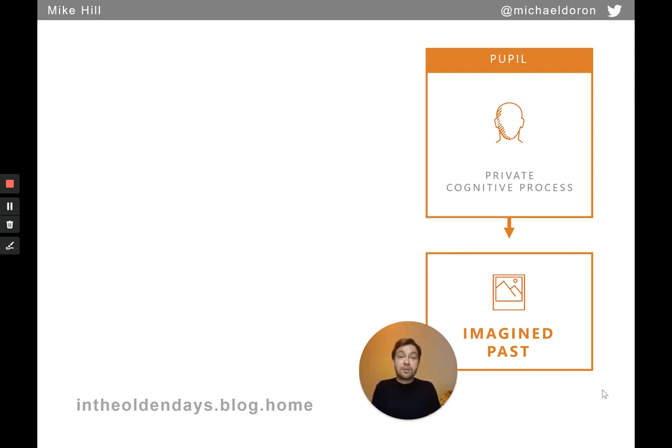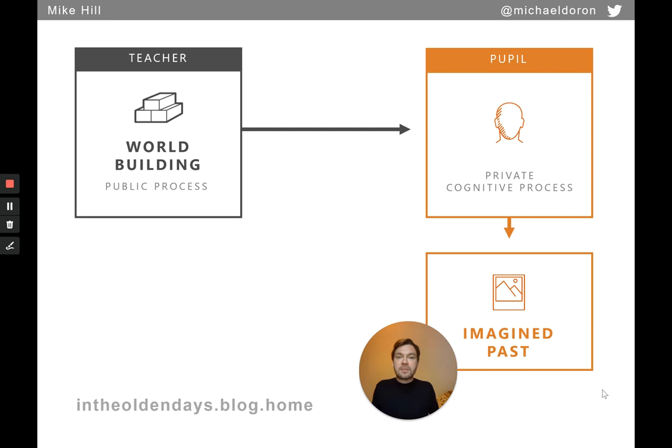So we don't have control of what they think and how they make sense of it. What we can do is try to give them something to use to construct these imagined pasts. We can try to curate the imagined pasts of our students. And it's a process that I have started to think about as world building. And that's what the teacher does.